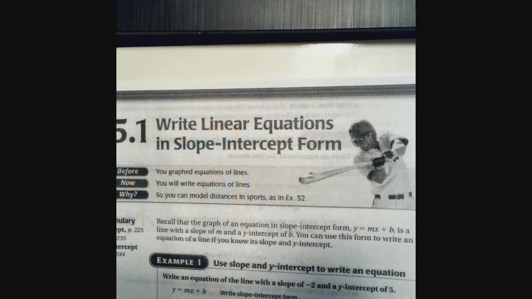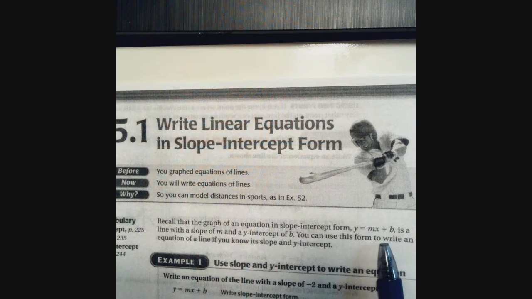Okay, students, we're starting chapter 5. So again, we're still working with lines. The first section is write linear equations in slope-intercept form. You were introduced to that in chapter 4. So remember that a graph of an equation in slope-intercept form is y equals mx plus b.